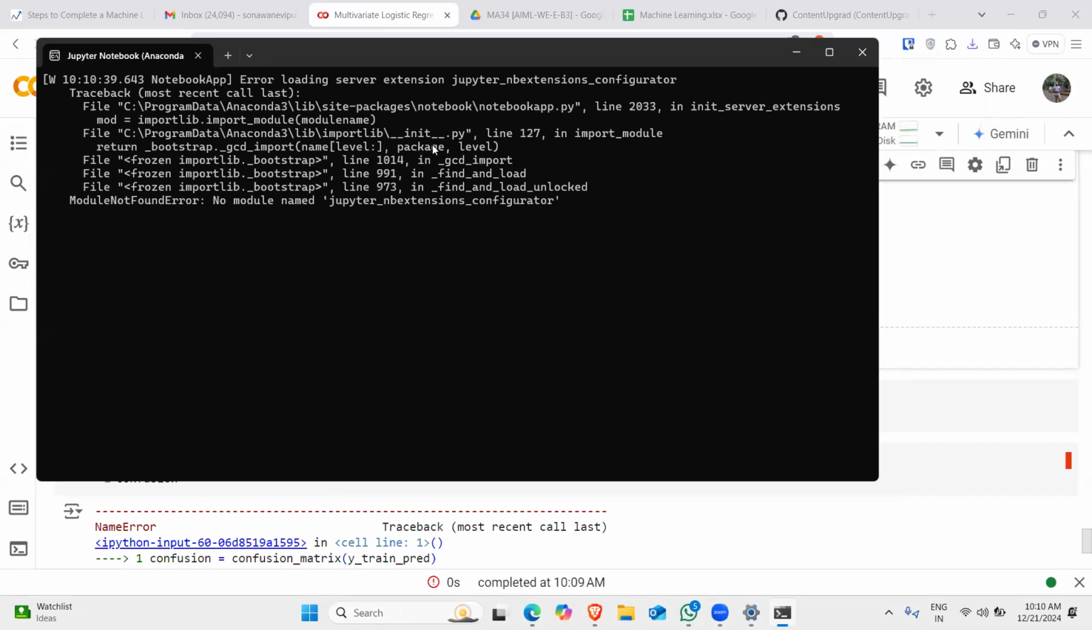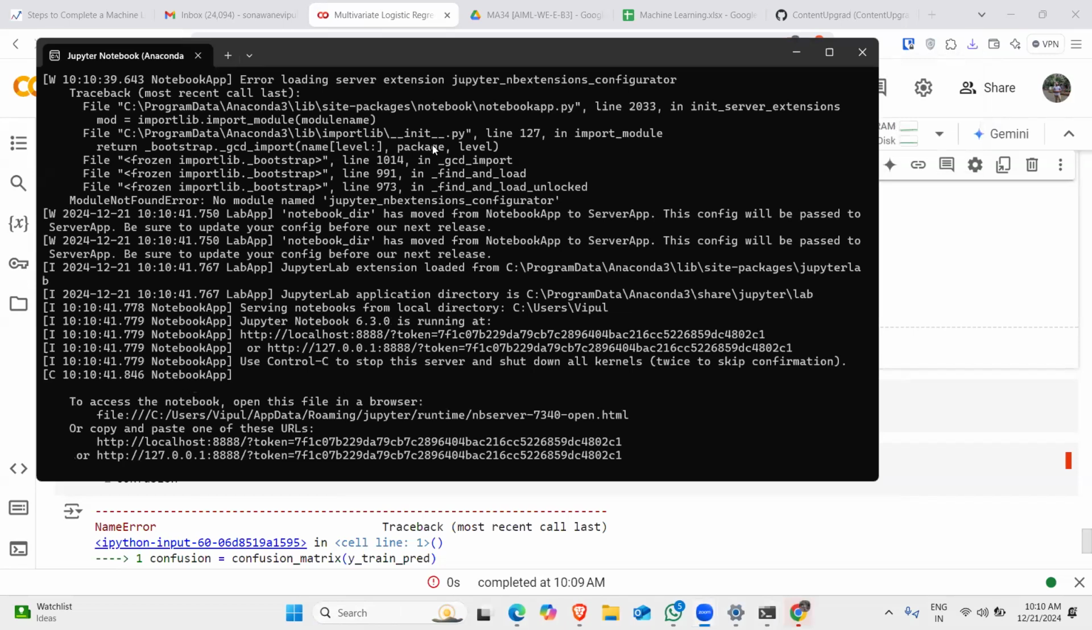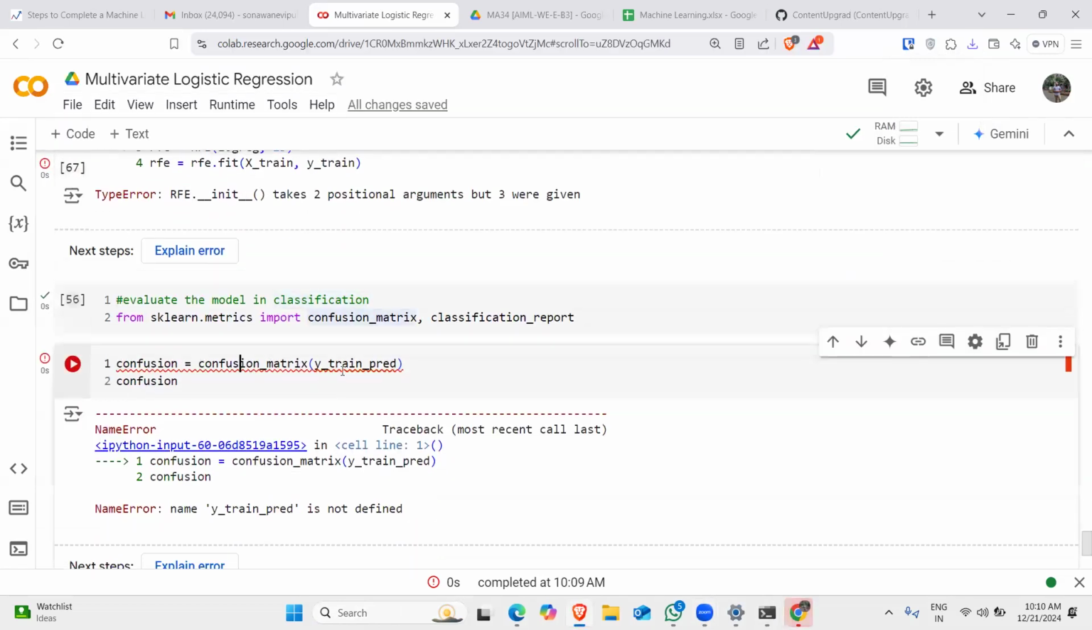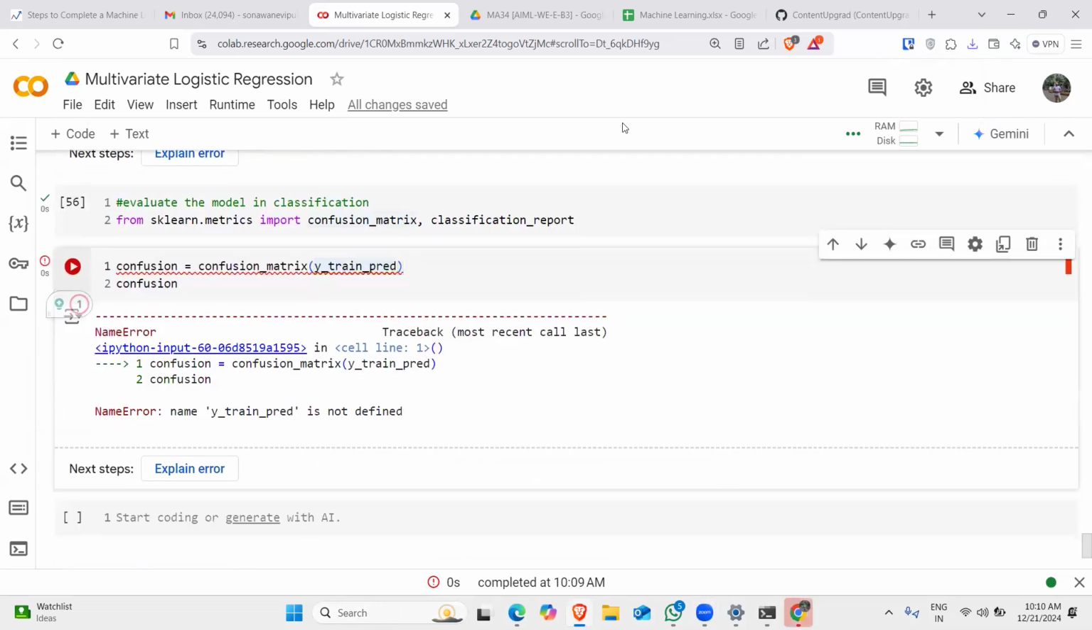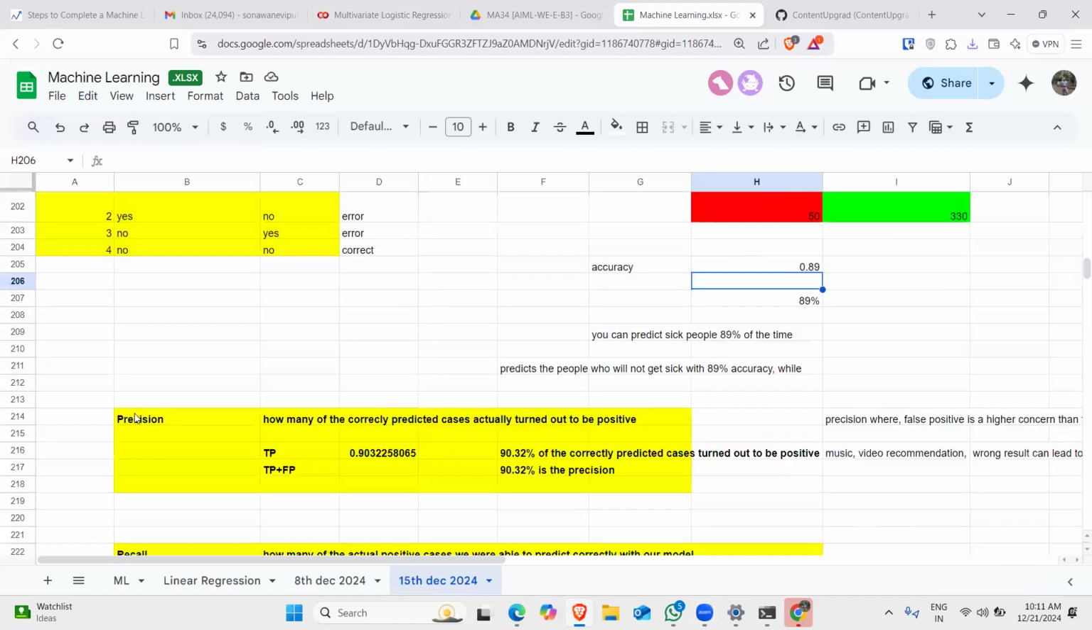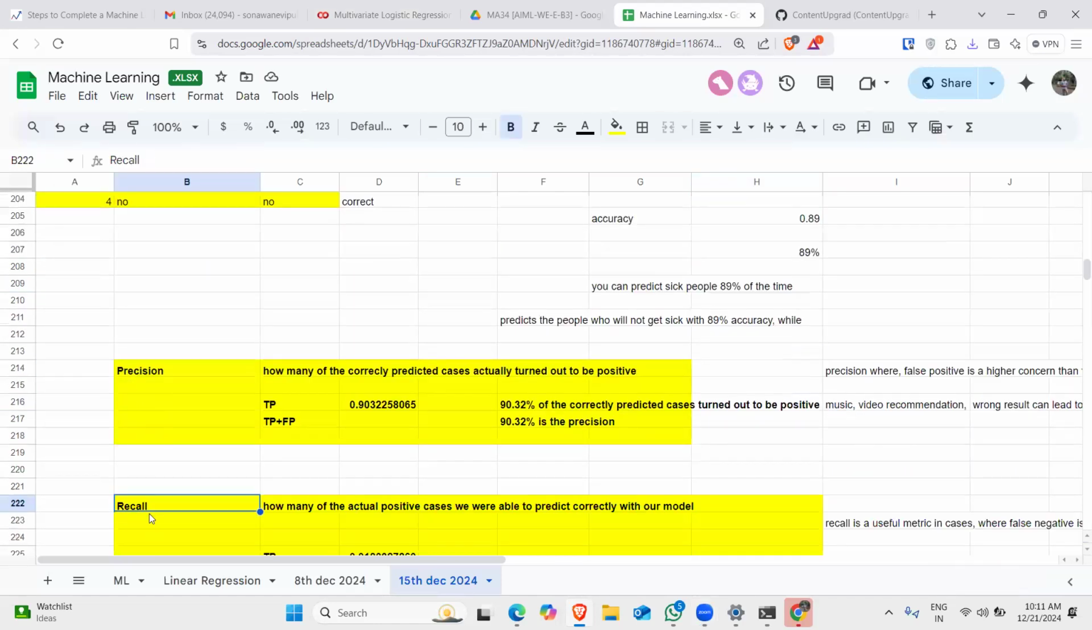So I hope you guys got an idea about this. It's very simple. You just need to import a package confusion matrix, and you just call out that by using ytrain pred. You'll get a confusion matrix like this. Just a minute. You'll get a confusion matrix like this, and you can calculate precision and recall by using a package.